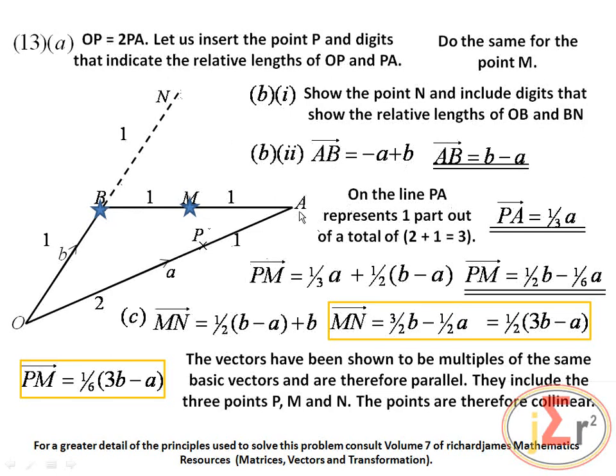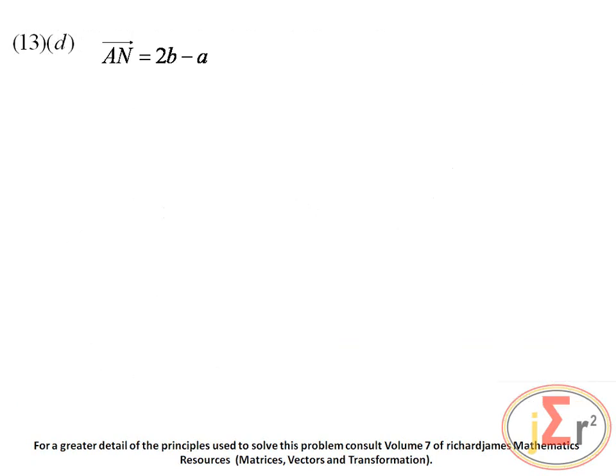So, AN is AB plus BN. AB is B minus A. And BN is B. So we will have what? AN is equal to B minus A plus B, which is equal to 2B minus A. And of course, we have the values of B and A. B is (1, 2), and A is (6, 2).